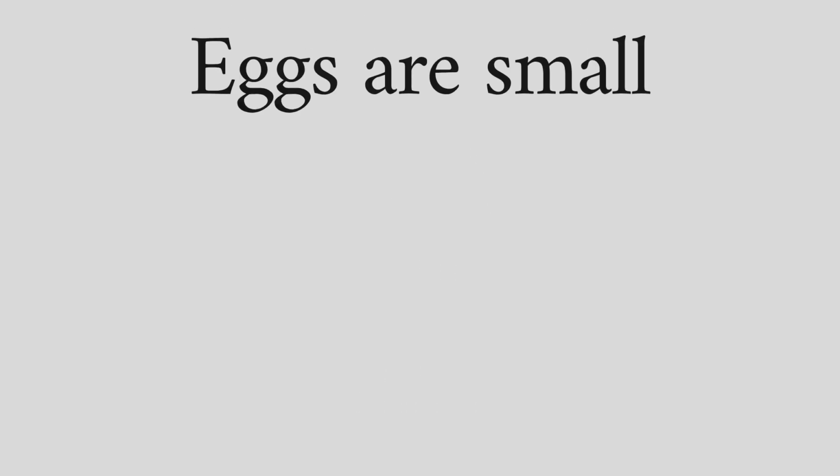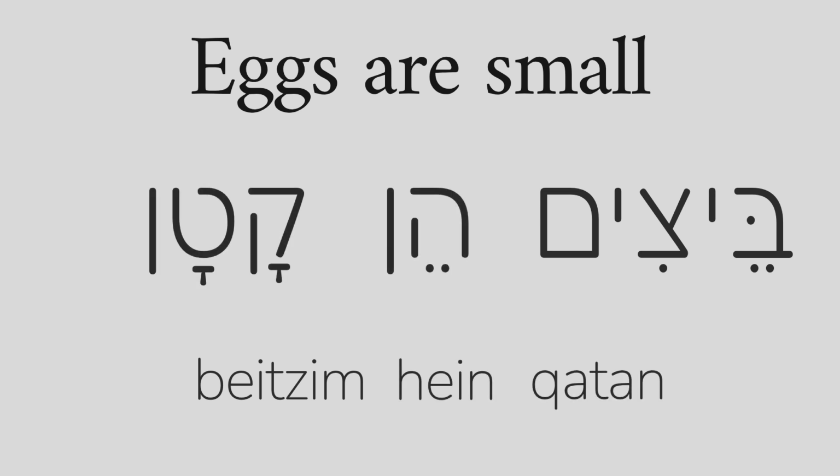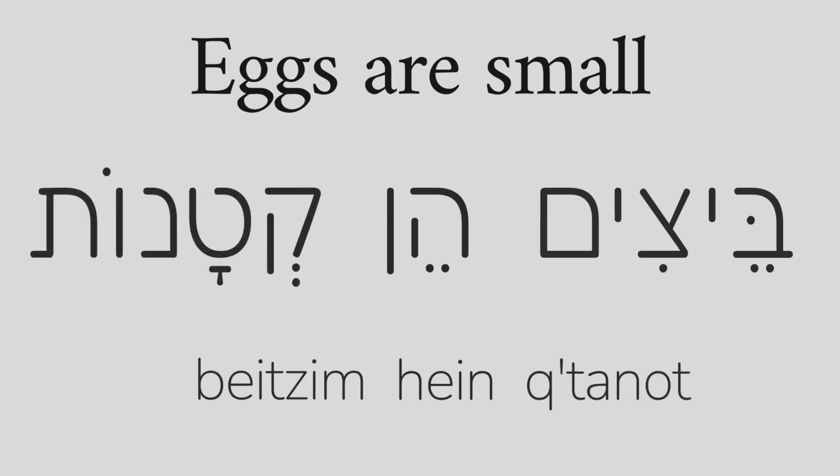Let's translate "eggs are small" word for word into Hebrew. Eggs is beitzim, which is a feminine plural noun. Therefore, the word for "are" must also be feminine, and so we'll use hen. The adjective katan, "small," must also be put into feminine plural form, so that will be ketanot. So putting all those words together, we have beitzim, hen, ketanot. Eggs are small. Beitzim, hen, ketanot.